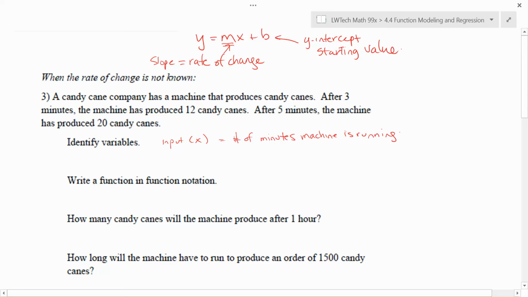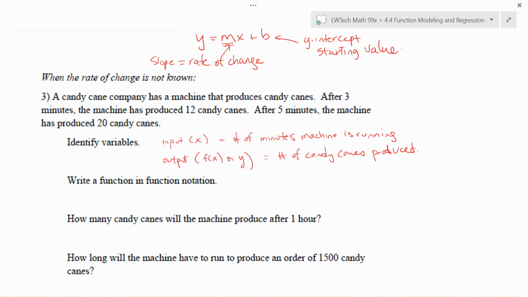Again, the input is almost always time. So in this case, all of our time values are being measured in minutes. Our output, and I will either use f of x or y, depending on how you want to think of that, would be what we're measuring, and in this case we're measuring the number of candy canes produced. So if we look at our particular problem here, notice that we are not given a rate of change this time. We do not know how many candy canes per minute this machine makes, and we don't know what the starting amount of candy canes at time 0 is.